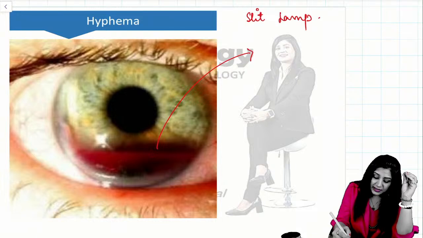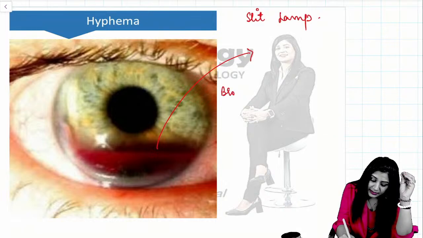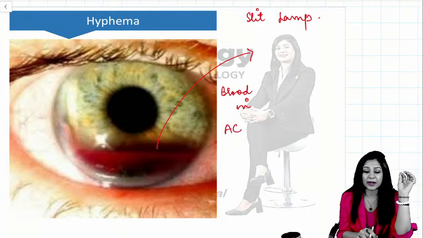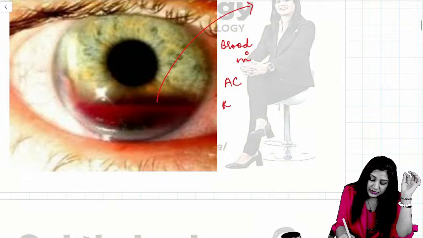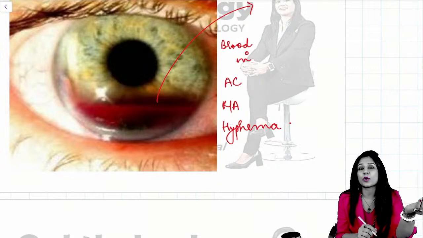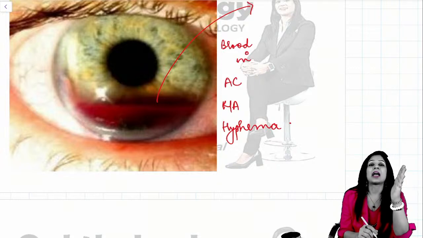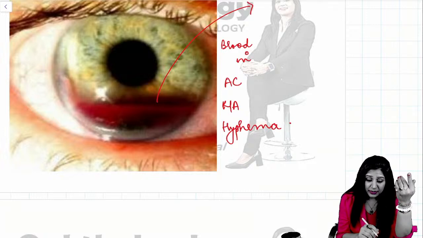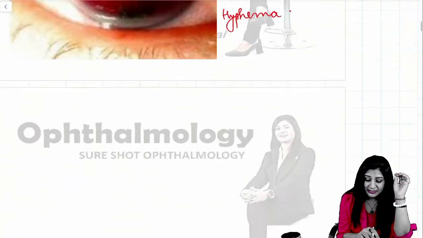finding. So very correct. This is actually the blood in the anterior chamber. Now, what is this called? If you are having blood in the anterior chamber, this is called the hyphema. One is called hypopyon, one is called hyphema. Hypopyon is pus in the anterior chamber, while hyphema is blood in the anterior chamber. Exactly, Nancy, very correct. This is hyphema.